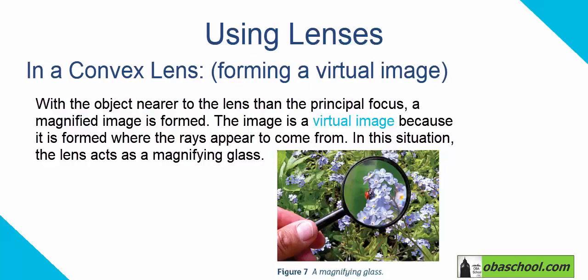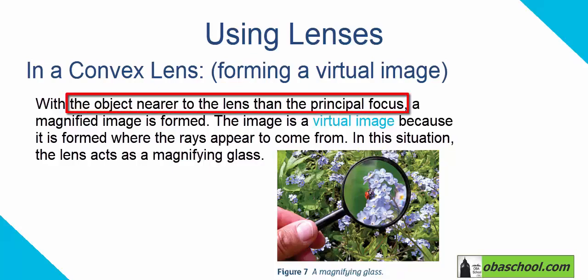So, when will a virtual image be formed by a convex lens? When the object is nearer to the lens than the principal focus. Therefore, it will act as a magnifying glass and we will not be able to see the image on a screen because it's virtual, as you can see here.